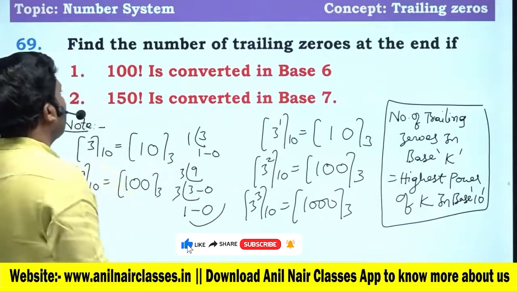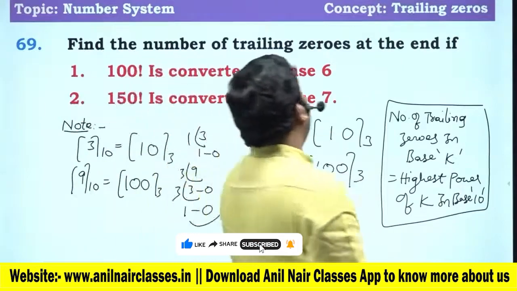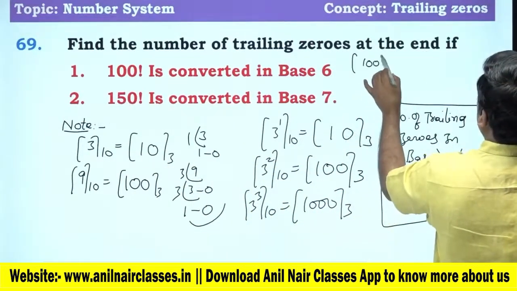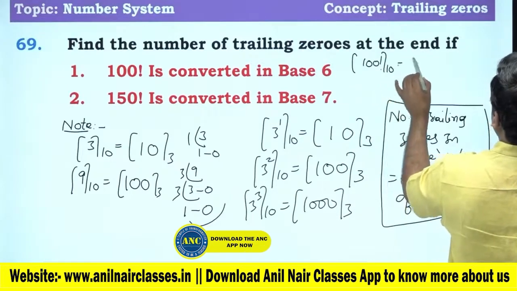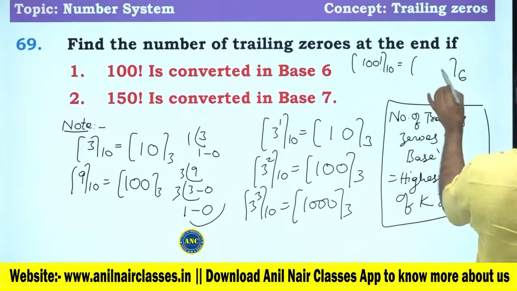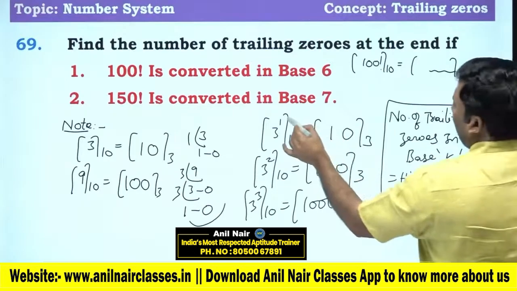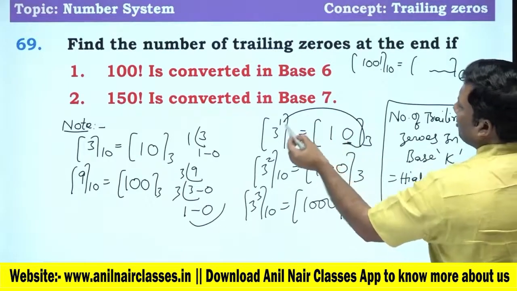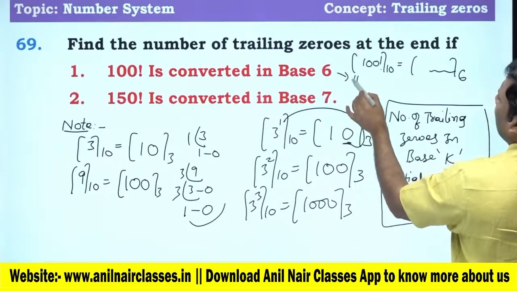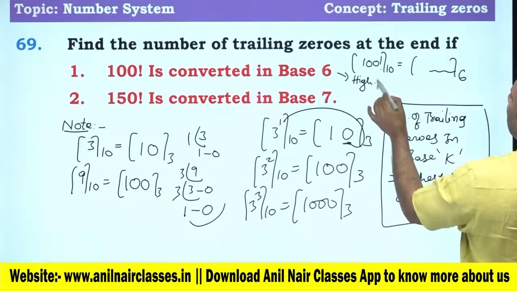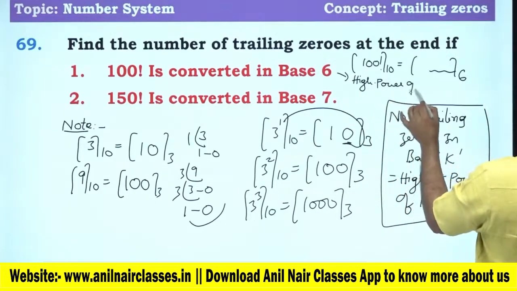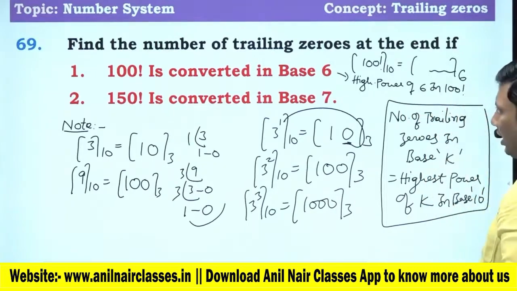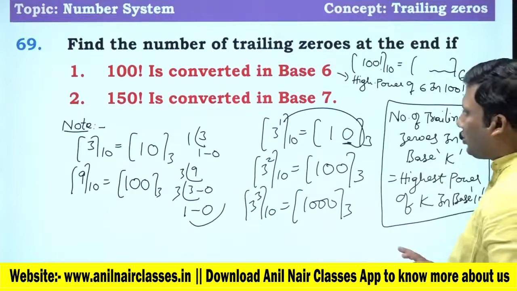Now, the question is, find the number of trailing zeros when 100 factorial in base system 10 is converted into base system 6. If 3 is converted into base system 3, how many zeros are there? 1 0. So this question is equivalent to writing the highest power of 6 in 100 factorial. I hope the concept is clear.